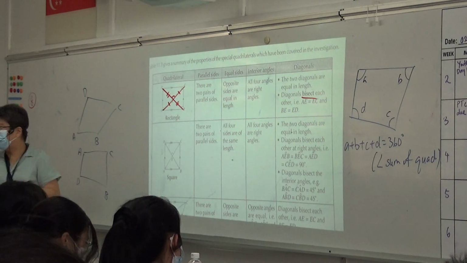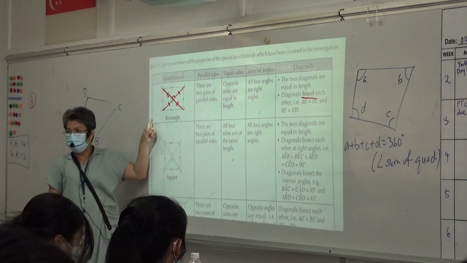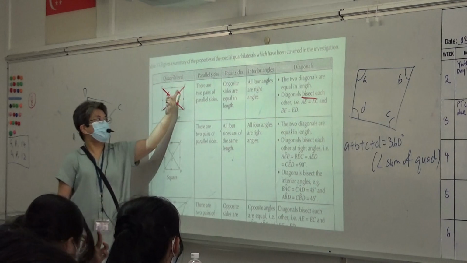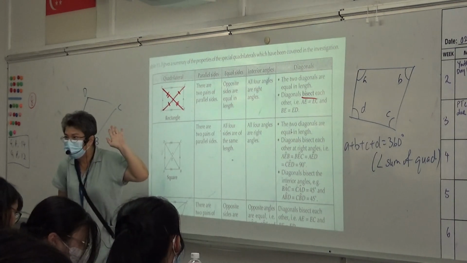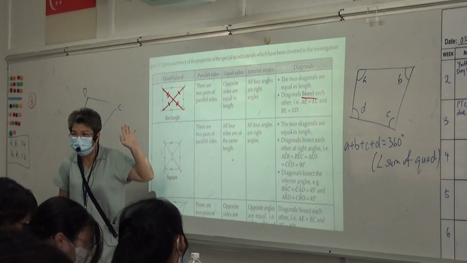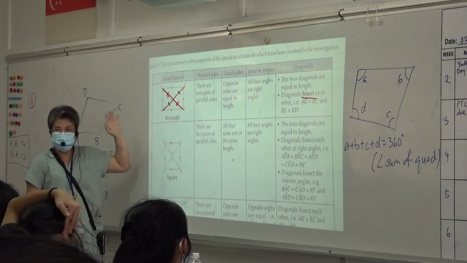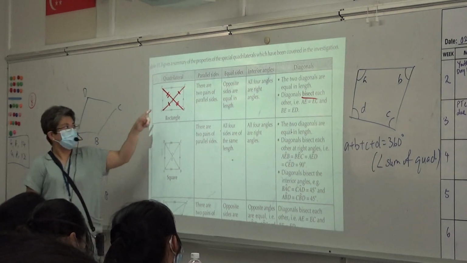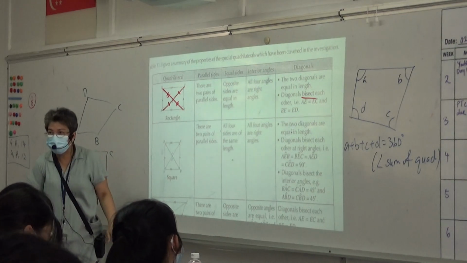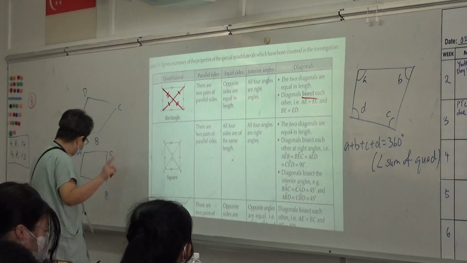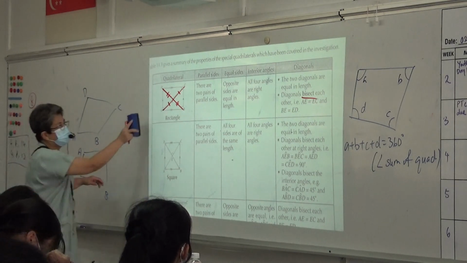I repeat, for a rectangle, the diagonals are equal in length. They will be divided into two, but this angle can be any degrees. No need to be 90. Everybody clear? Yes or no? Now, does the angle sum of quadrilaterals still hold? Yes, right? 90 times what? 4. That's why it's 360. Everybody clear?